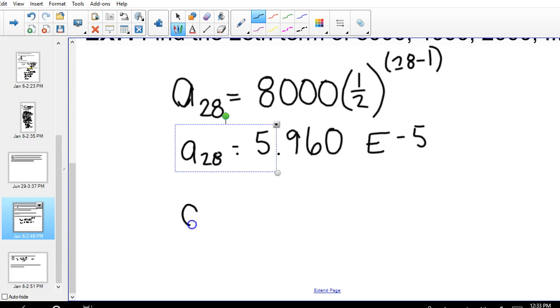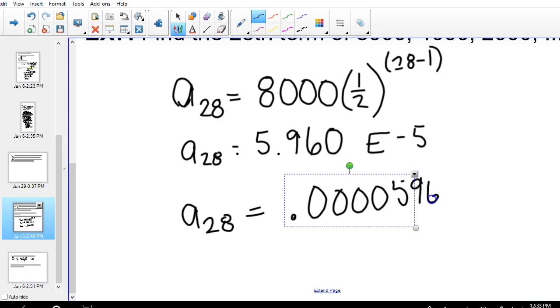So this, if it's written instead in scientific notation, it would be, let's see, we'd have to move that decimal place 5 places. So we'd have 1, 2, 3, 4 zeros, and then 5,960 if you give it as a standard number.